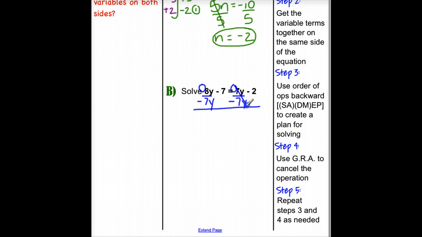When I do that, I get negative 2 on the right, and on the left, I get 1y, which I'm going to write as y, minus 7. So now, y is being subtracted by 7. To get rid of that, we're going to add 7. When we add 7, we get y on the left and 5 on the right. And if I check this answer, 8 times 5 is 40. 40 minus 7 is 33. 7 times 5 is 35. Minus 2 is 33. Let's go ahead and try the next example.